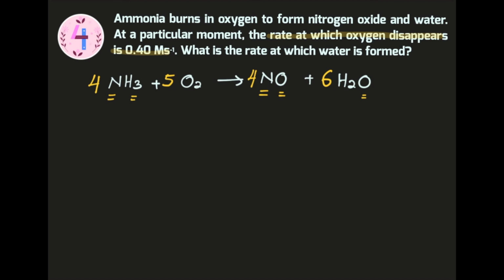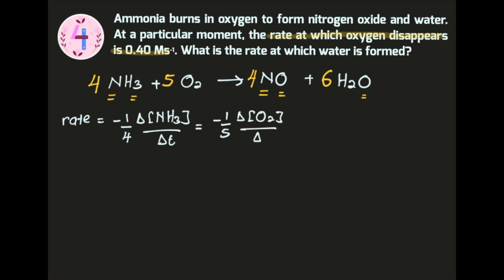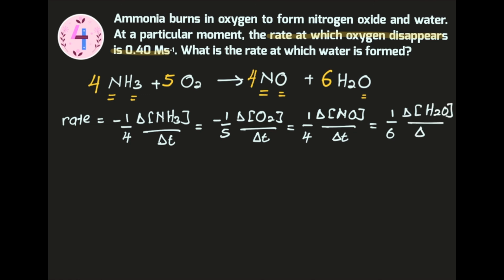So the rate expression is: rate is equivalent to negative 1 over 4 delta concentration of NH3 over delta T, equivalent to negative 1 over 5 delta concentration of oxygen over delta T, equivalent to 1 over 4 delta concentration of NO over delta T, equivalent to 1 over 6 delta concentration of water over delta T.